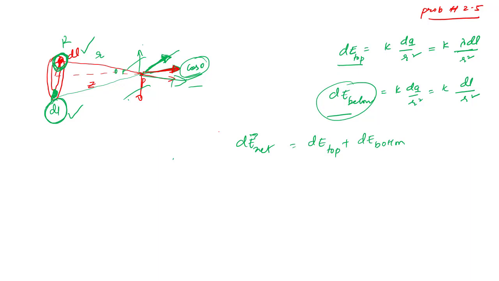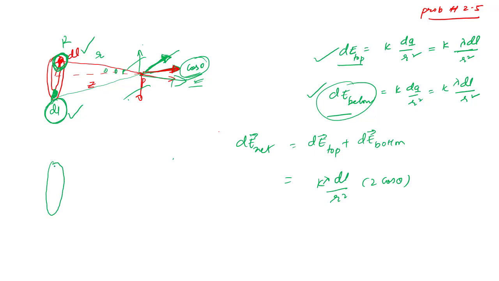That is in terms of vectors. These are only magnitudes. So if I add the vectors, essentially I would get a 2 cosine theta. So I would have k lambda dl by r squared times 2 cosine theta, 2 because the 2 components are getting added and only the cosine parts are getting added.